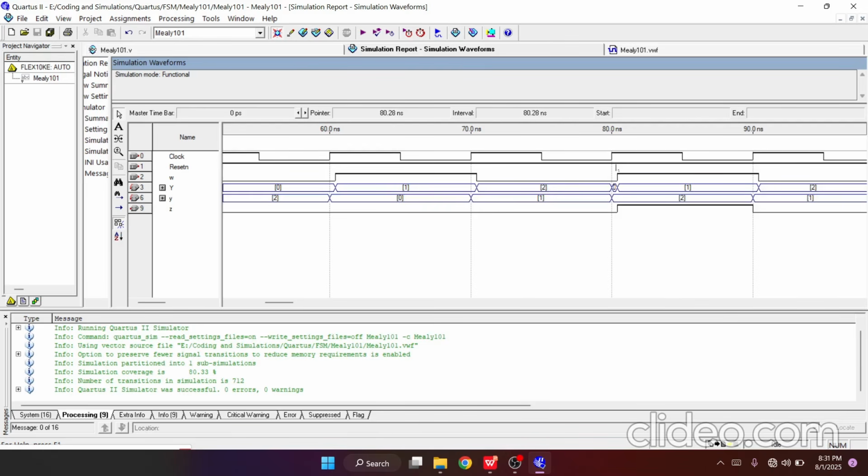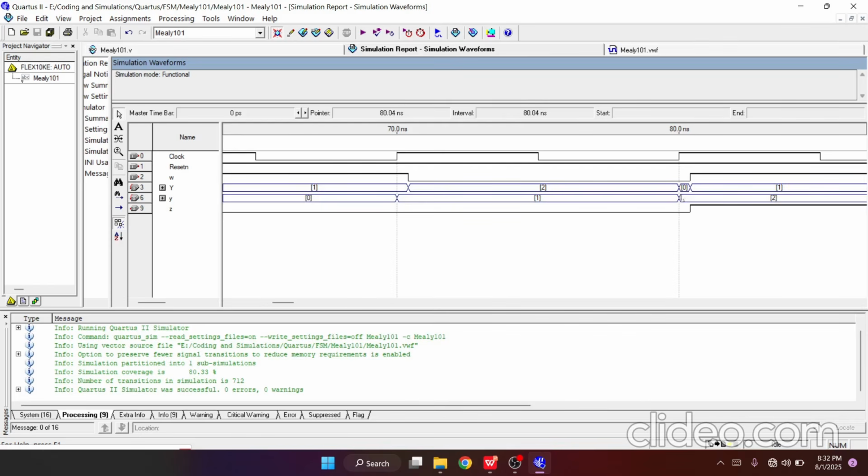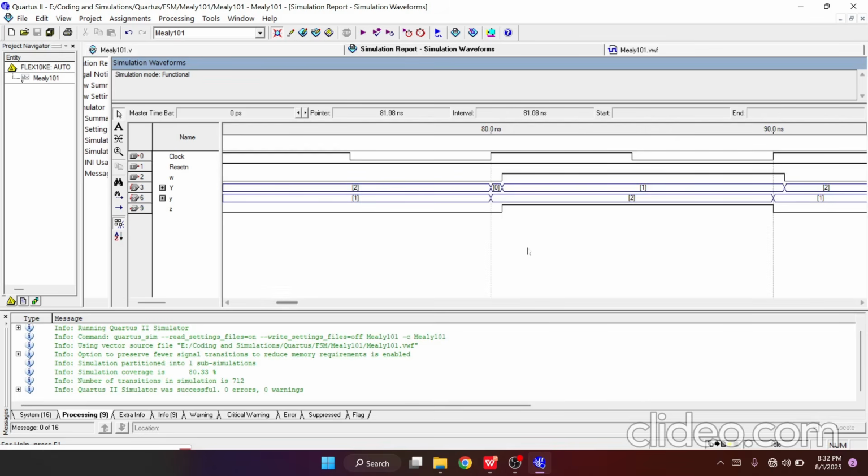Now at this 80 nanosecond, you are now at C state. Your present state is C, and while being in C state, let me zoom in. Okay, while being in C state, let us analyze what is being done. What is happening here? Now from 80 to 90 nanosecond, you are in C state, and in C state, if you get W equals 0, your next state should be 0. Capital Y is 0 here.